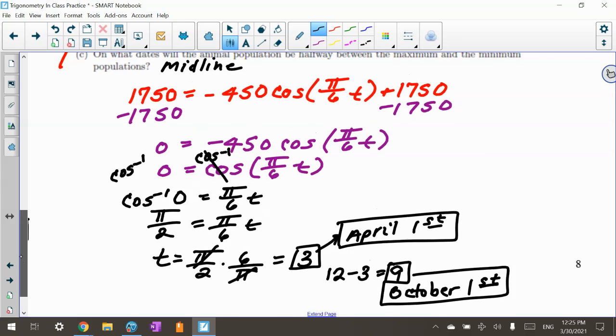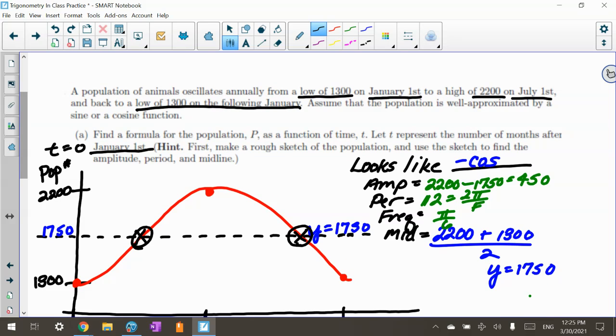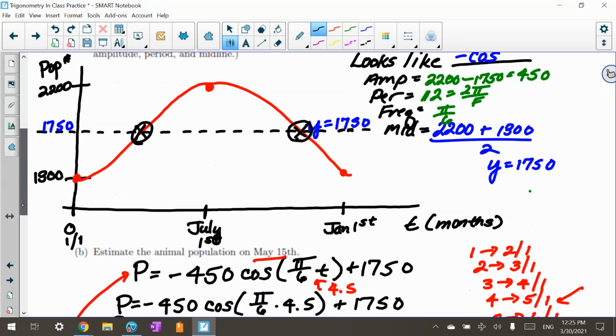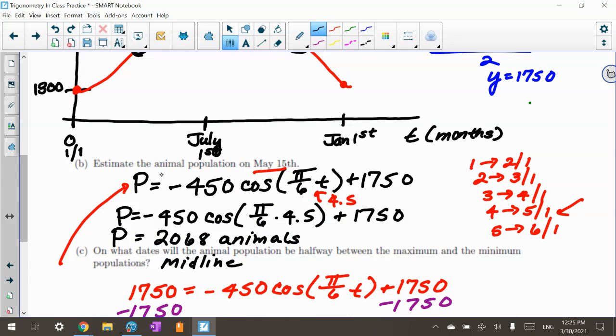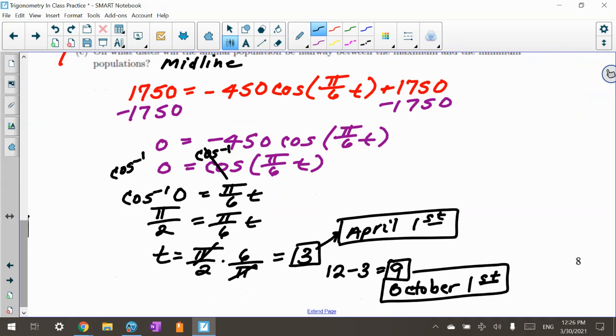So let's start from the beginning and look at this. We took a situation of animals. We drew a sketch of the graph, colorful, I might add. We then found a pattern or a formula for our population right here. We were able to estimate a population on May 15th by plugging it in right here. And then we were able to figure out when it's going to be halfway by just setting our equation equal to 1750, and we can figure out on both those days that's when the population is going to be 1750.